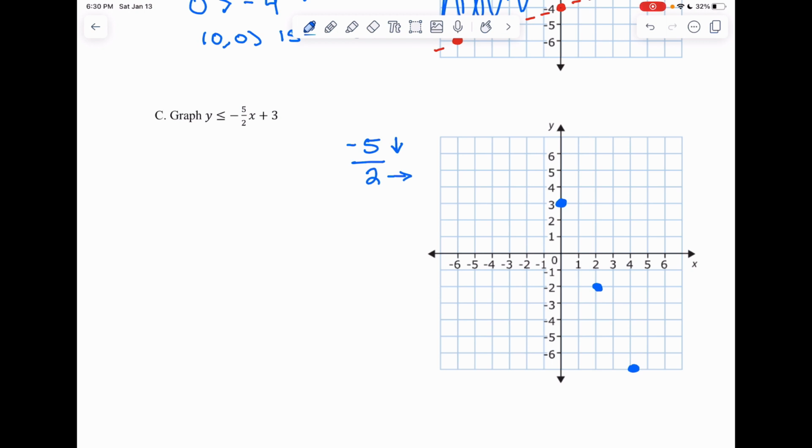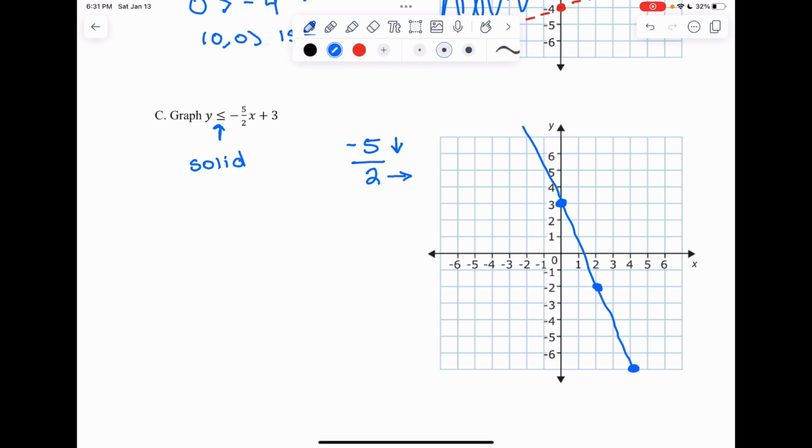I now have to determine if my line is going to be dashed or solid. And because there is a line under my inequality sign, this tells me that my boundary line will be solid. So I'm going to draw a solid line through these points. And lastly, I have to figure out my shading.